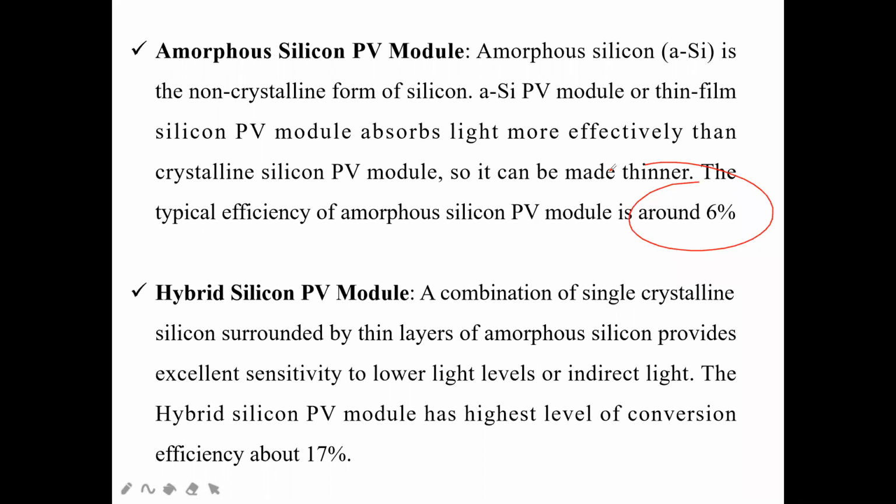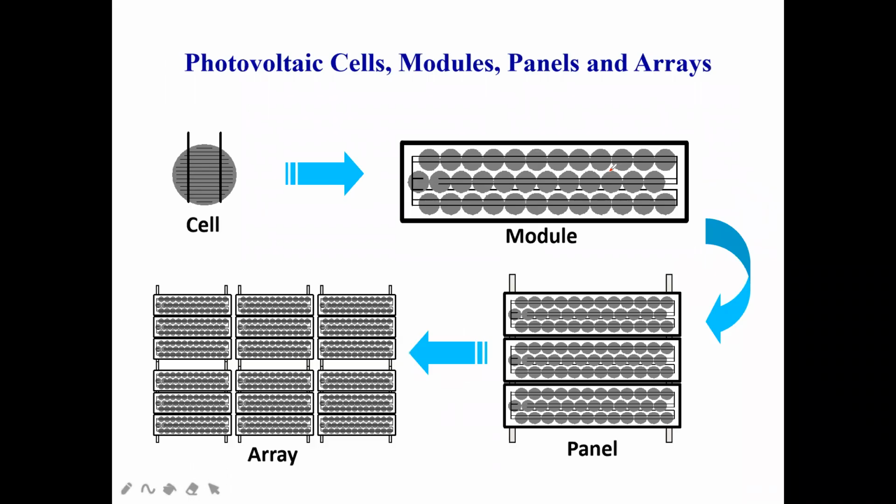See, in all the cases, we have not discussed conversion efficiency crossing 20%. And that's a major drawback when you're talking about solar photovoltaic cells. So this is something I'm talking about, if you see this. You have a cell made of silicon, either crystalline, amorphous, or hybrid, and when you combine all the cells, you form a module. When all the modules are combined, this is called a panel. When multiple panels are installed, this is called an array.